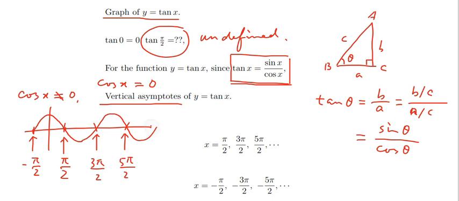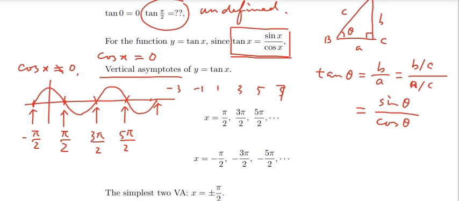You can check it out and find the pattern: pi over 2, 3 pi over 2, 5 pi over 2. If you forget pi and the 2, it's just 1, 3, 5, 7, and it goes the other way too, -1, -3, like that. So the tangent function has many vertical asymptotes.